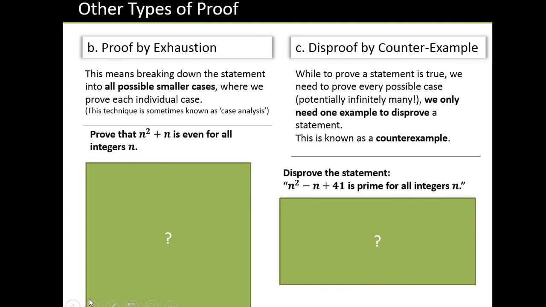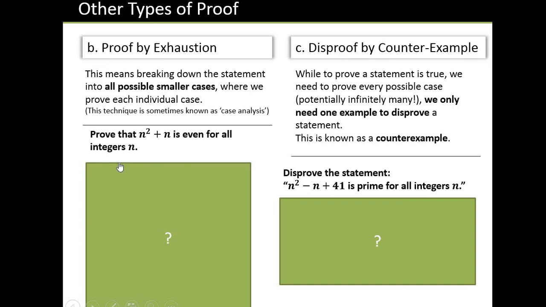I would say it is really important to do lots and lots of different examples, different sort of identities, lots of different proofs, practicing completing the square. Let's have a look at this one. Proof by exhaustion. Okay, now these are often easier to do. This means breaking down the statement into all the possible smaller cases where we prove each individual case.